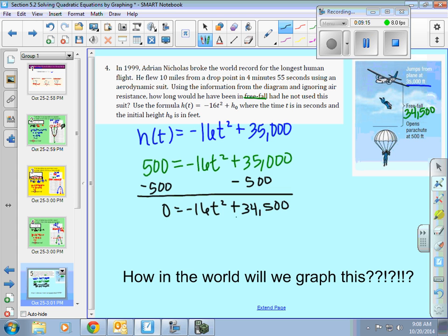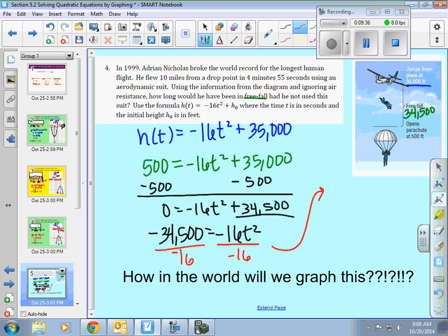So I would subtract 34,500 to the other side. So I have -34,500 is equal to -16t squared. I would then divide by -16. When I go ahead and divide by -16, I get 2,156.25 is equal to t squared.